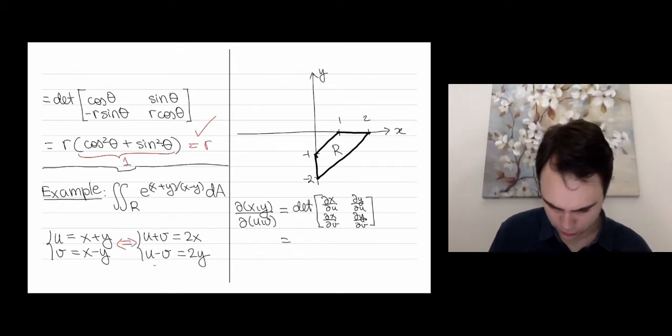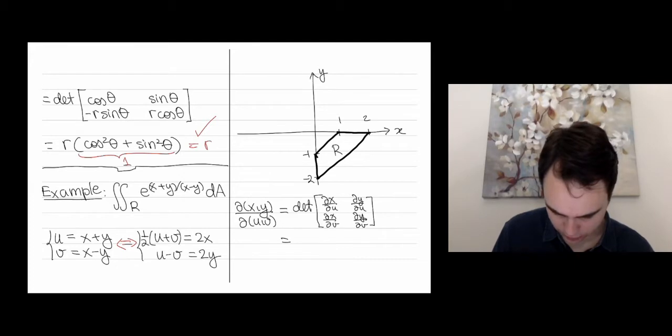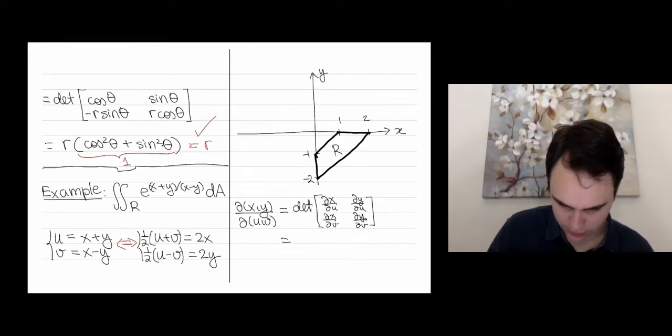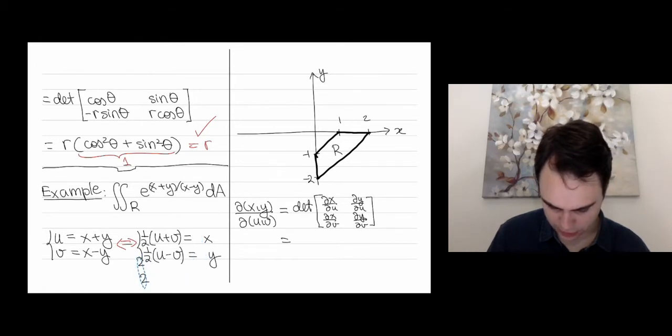So let me also do a few things. Let me just get formulas for x and y. So x is a half u plus v, and y is a half of u minus v. Right? I'm just taking these 2's and moving them to the other side.